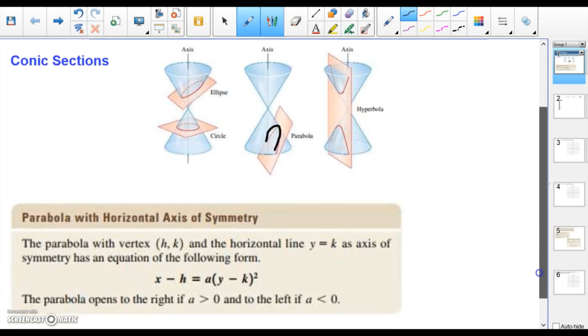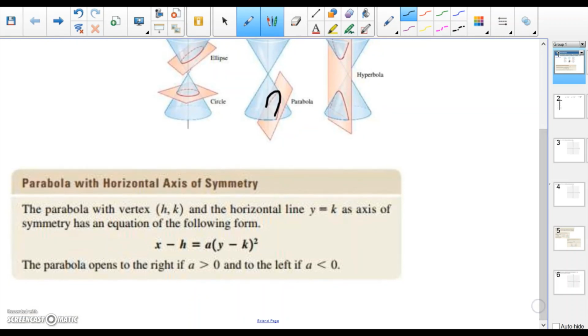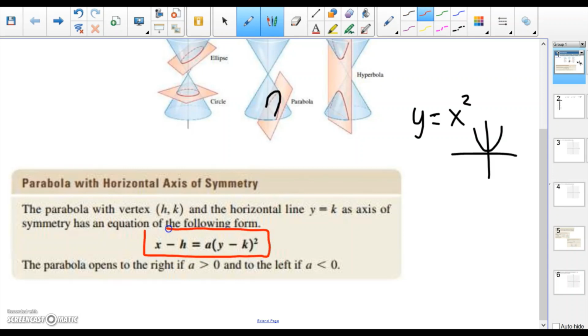Now, we've already done parabolas before, but mainly what you saw looked something like this: y equals x squared. And you could have different numbers attached to that, but we would know that mainly this is going to look something like this. Well, today we're going to see other forms of parabolas, including ones that open left or right, not just up or down.